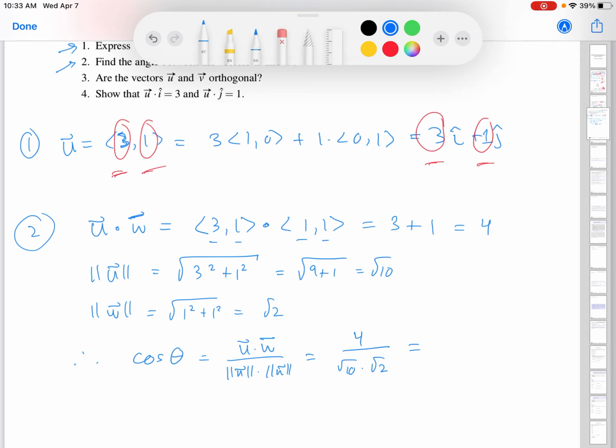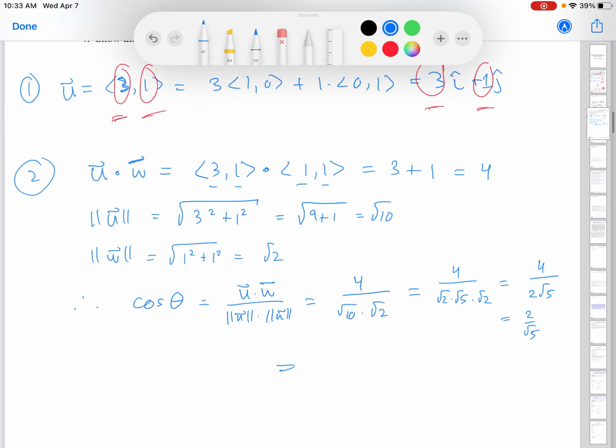So let's see. Square root of 10 is square root of 2 times square root of 5. And this is another square root of 2. So that gives us a 2 here, square root of 5. So that gives us 2 over square root of 5. Okay, so we can calculate theta as the arc cosine, the inverse cosine, of 2 over square root of 5.